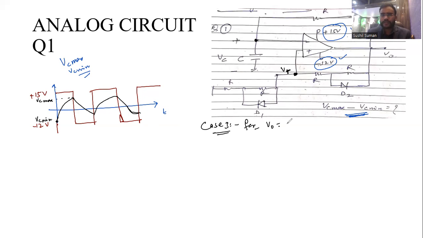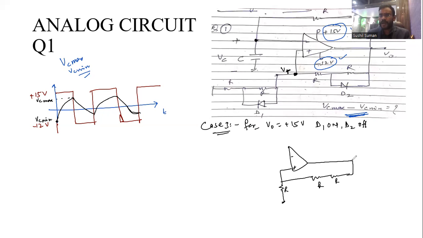For V naught equal to positive 15 volt, D1 becomes forward biased and D2 becomes reverse biased. So D1 is on and D2 is off. If D1 is on and D2 is off, the circuit looks like this. This is minus, this is plus, and D1 is on, so it is a short circuit. Now only one resistance R is here up to ground. This is R, this is open circuit, so this becomes R and this is R.